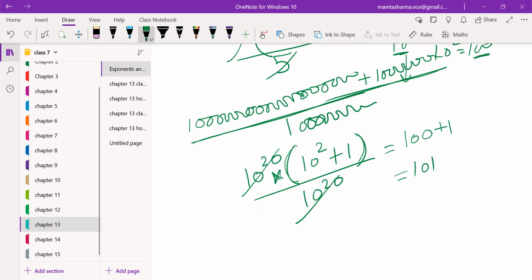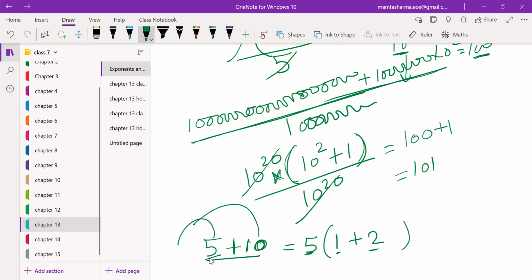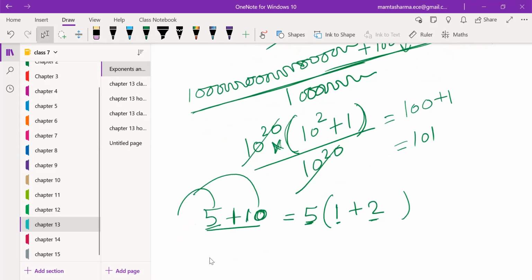If I am having 5 plus 10 and I say take the 5 common, then this is the method of taking common. Take the 5 common and write the left part in the bracket. You are taking 5 common, so the left part would be 1 plus 2. If you take 5 out from 5 you are left with only 1, and from the 10, if you take 5 out, 2 will be left. Why 2, ma'am?